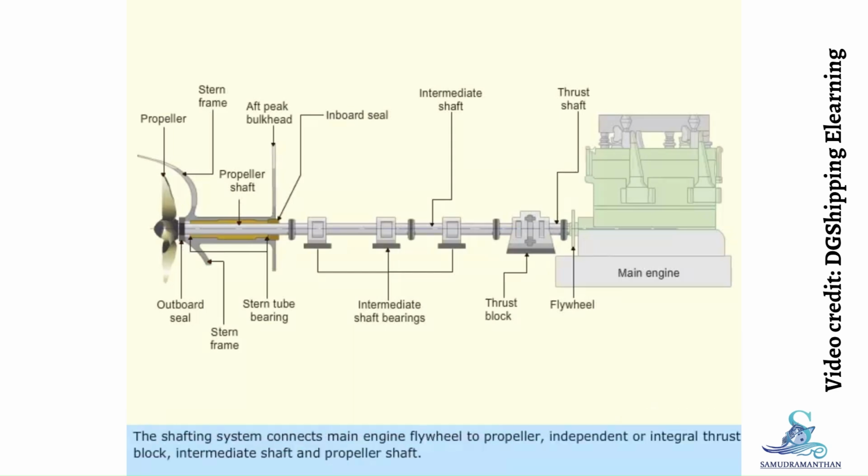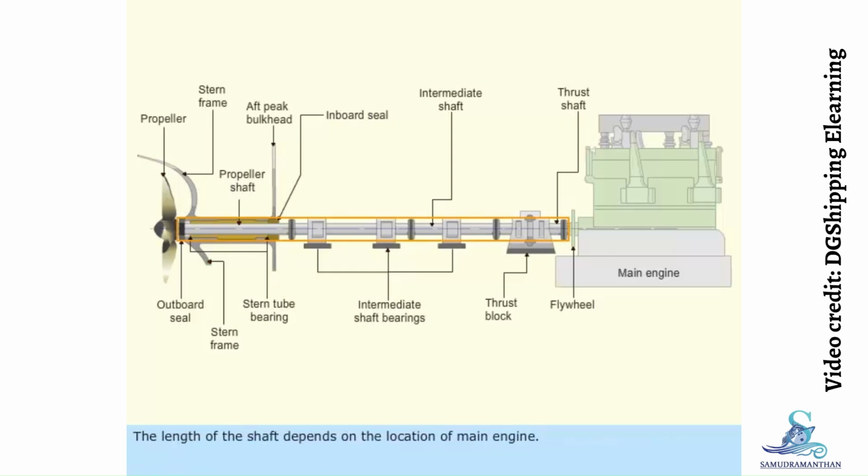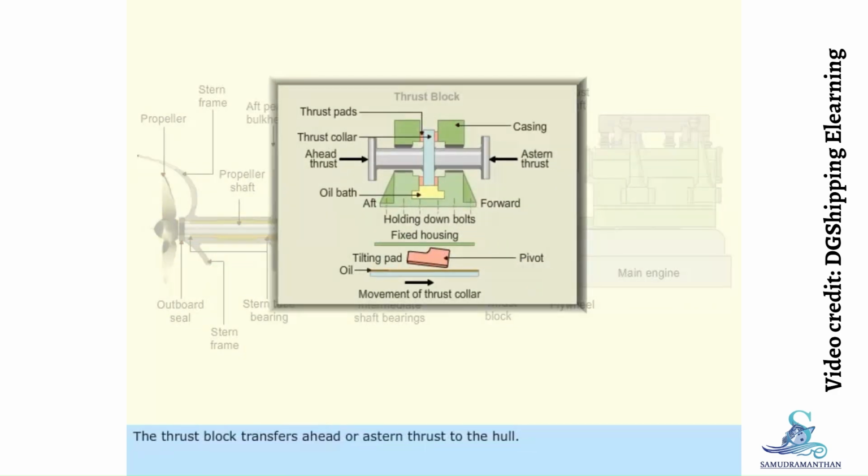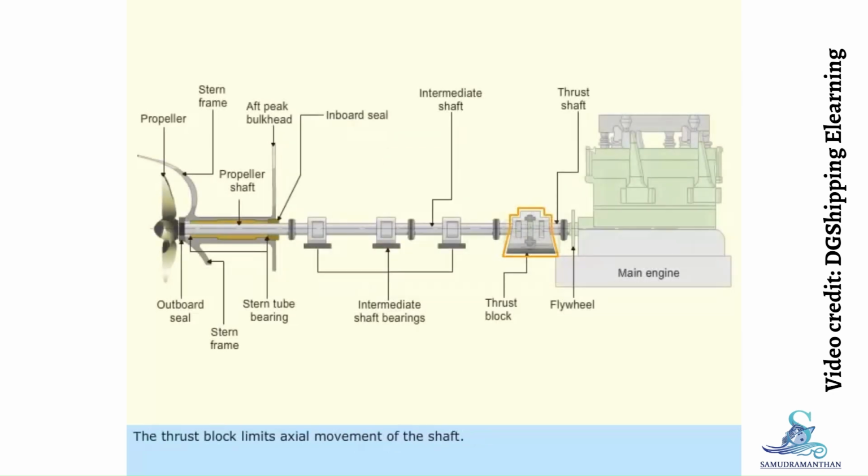The shafting system connects main engine flywheel to propeller, independent or integral thrust block, intermediate shaft, and propeller shaft. The length of the shaft depends on the location of the main engine. The thrust block transfers a head or a stern thrust to the hull. A thrust block is an independent or integral thrust block. The thrust block limits axial movement of the shaft.